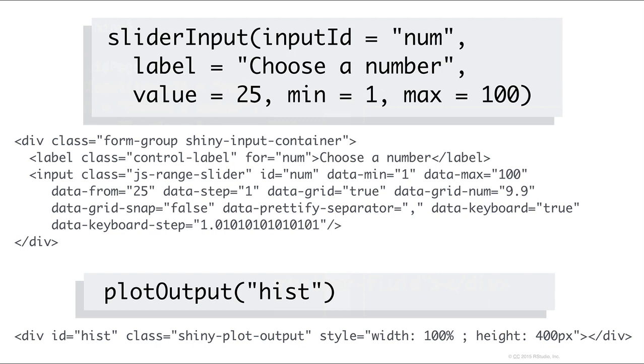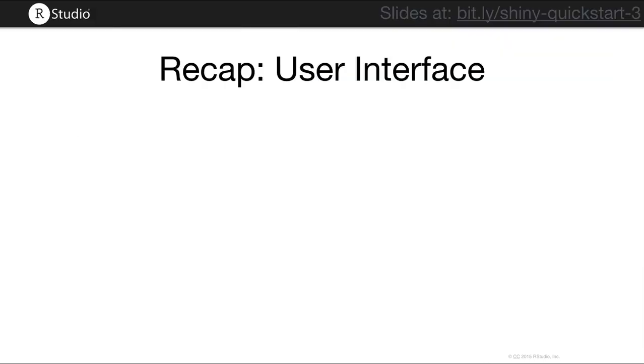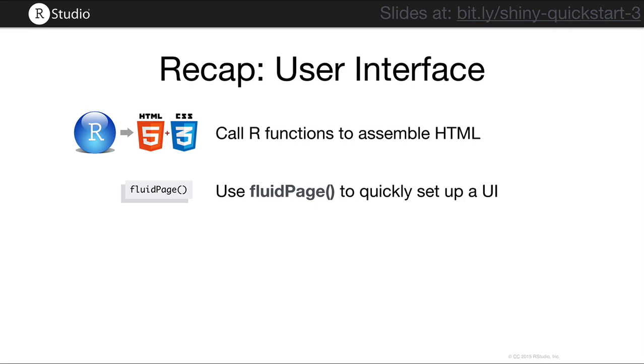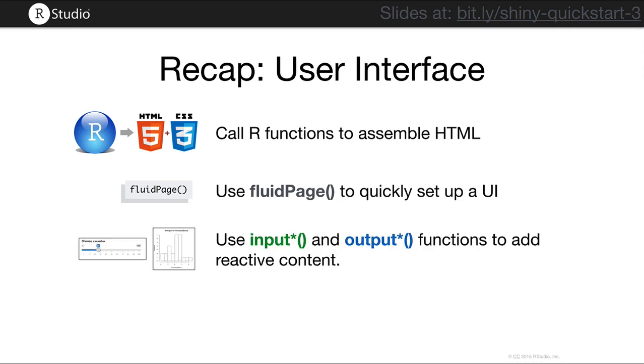So this idea that you call R functions that return HTML to build the app is something we'll return to throughout the day. This is a basic paradigm for setting up the appearance of your Shiny app. You call an R function, and that function writes the HTML for you. So just realize that we're going to be calling R functions to work with HTML. fluidPage is a quick way to set up a user interface for your app. And then we already know that you can use input and output functions to create the reactive components for your user interface.